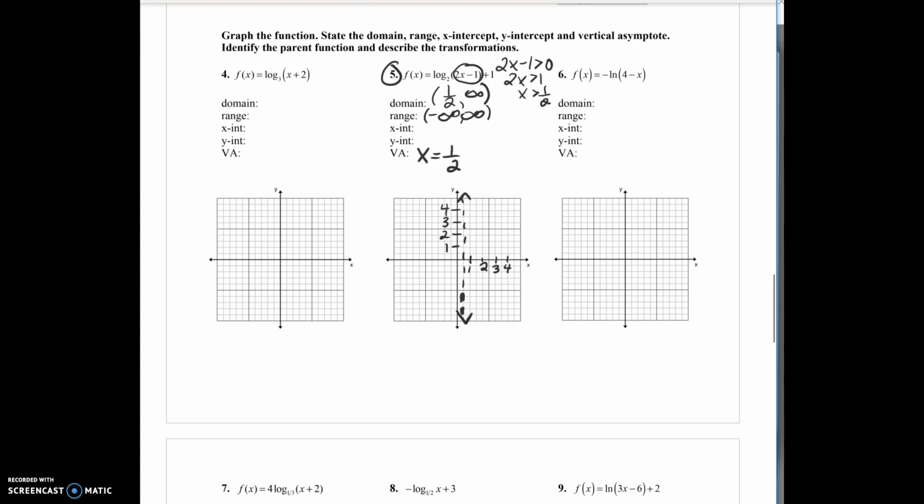So again, for this one, it's the domain and the vertical asymptote. Those are some of your important key information pieces here. And then we can grab some points from the table.